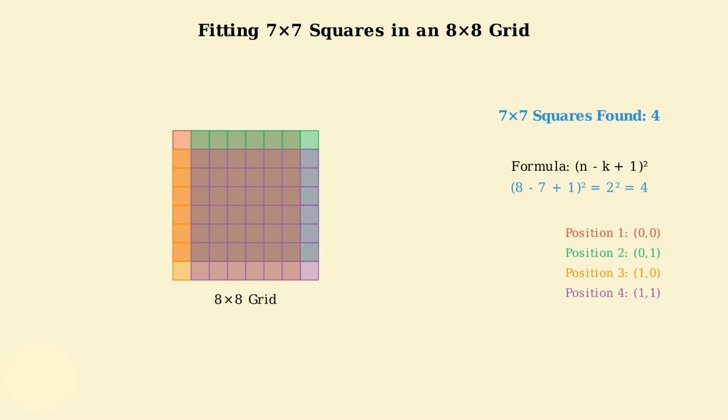In summary, we can fit exactly 4 7 by 7 squares within our 8 by 8 grid. Each square occupies a different starting position, but they all overlap within the same grid space. These 4 squares represent all possible ways to place a 7 by 7 square within an 8 by 8 grid. This visual demonstration shows how systematic positioning allows us to find all possible placements of larger squares within a grid structure. Now, let's understand the mathematics behind why there are exactly 4 7 by 7 squares that can fit in an 8 by 8 grid.